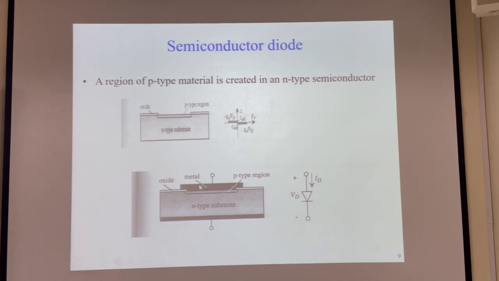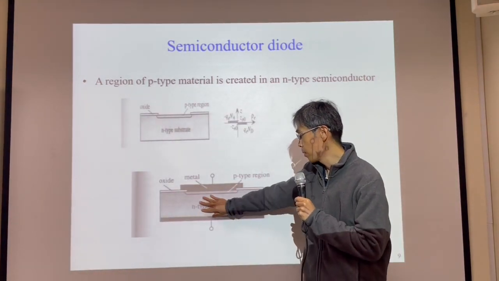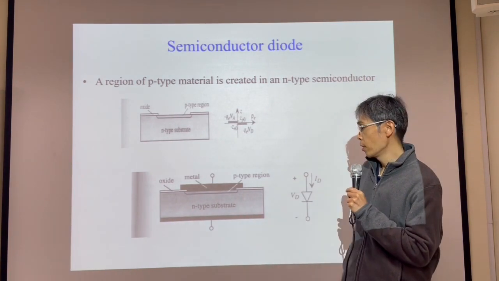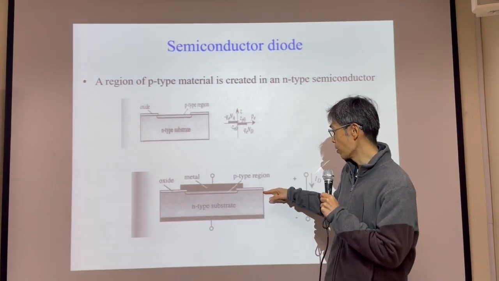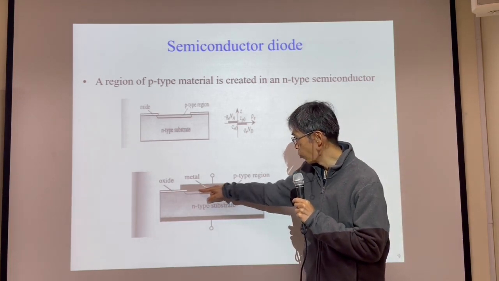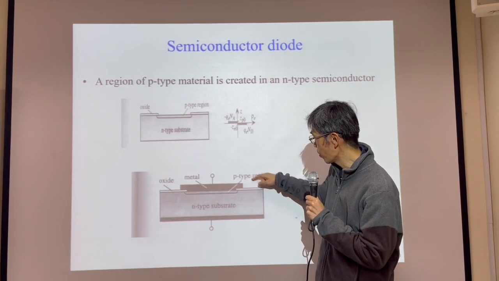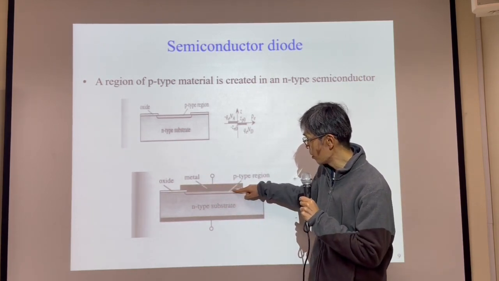Okay, could you read this one? The region of P-type material is created in an N-type semiconductor. Okay, so this is an N-type substrate, an N-type wafer. It's a semiconductor. Then we can put oxide here, then we can deposit P-type atoms in this region.